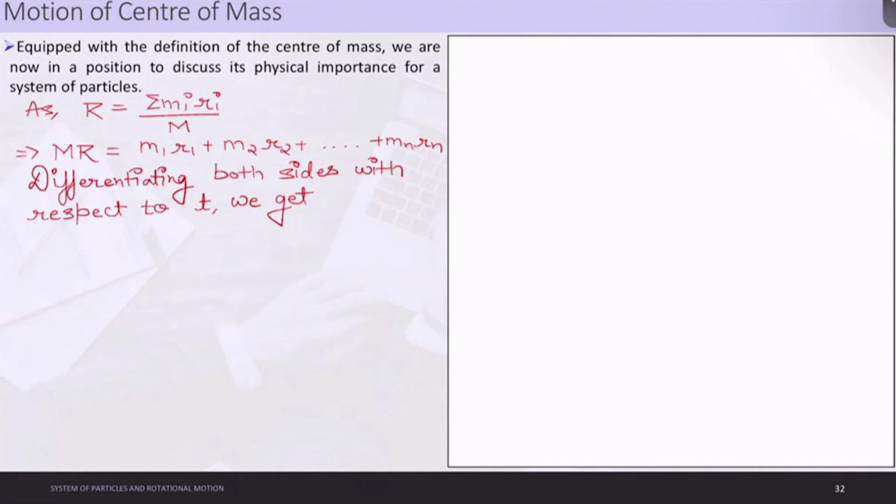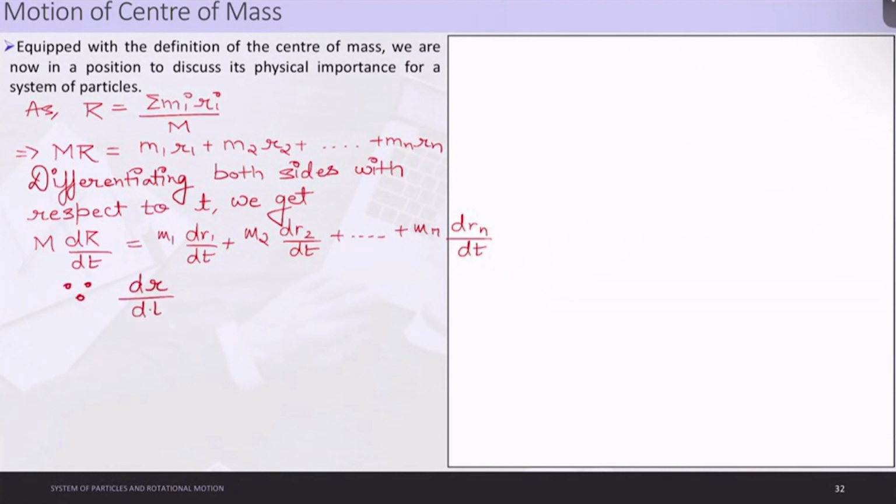So how will we write this? As m is a constant, it can directly go out. So it's nothing but m dr/dt is equal to m1 dr1/dt plus m2 dr2/dt plus mn drn/dt. Correct? Now we simply know that dr/dt is nothing but velocity.